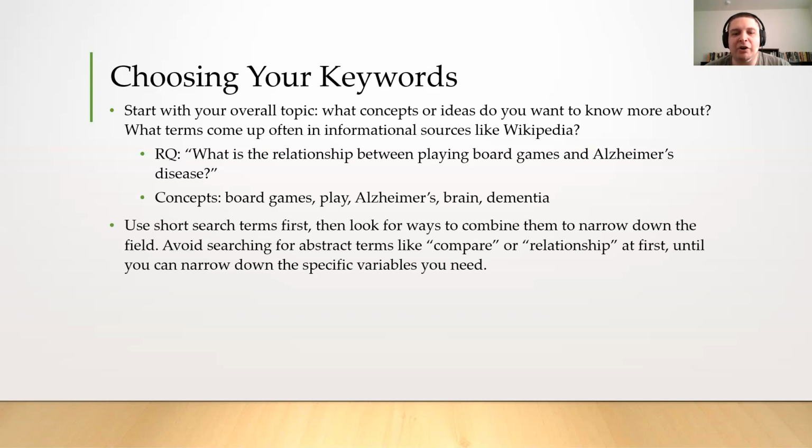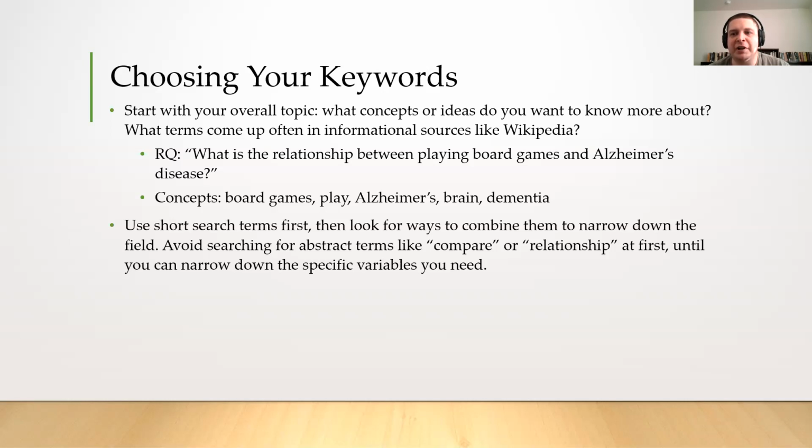But you want to be concrete, so avoid abstract terms like compare or relationship. And eventually you want to get as specific as you can. And that's one of these trade-offs in the research process. You want to start big because you want to figure out what's out there, what are the key terms, what are people using, what are they writing about. But eventually you want to narrow that down to something that is specifically relevant to your work.